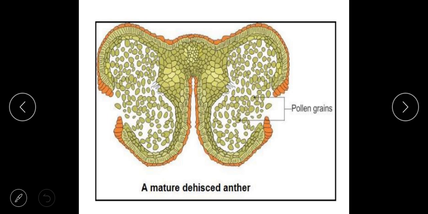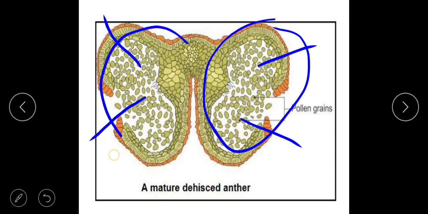This is the section of the mature dithecous anther which shows the four microsporangia: 1, 2, 3 and 4. I just told you about the theca here. So theca means this is one lobe and this is another lobe of the anther.